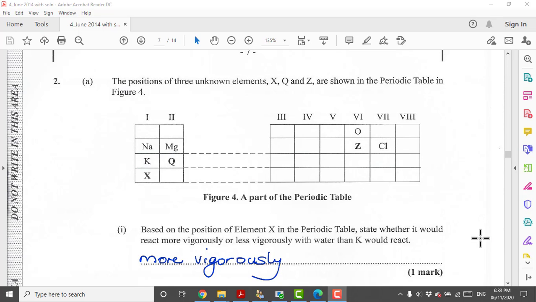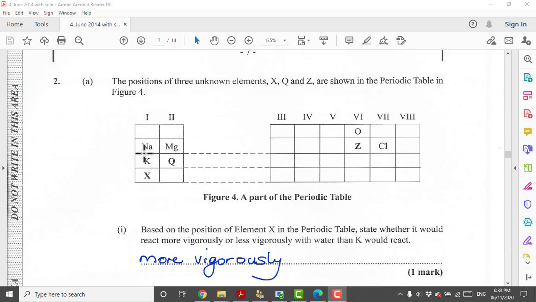We are now on number 2 of June 2014, paper 2. So number 2 starts with a picture of the periodic table, and there are some elements X, Q, and Z on the periodic table. Based on the position of element X on the periodic table, state whether it would react more vigorously or less vigorously with water than K would react with potassium.